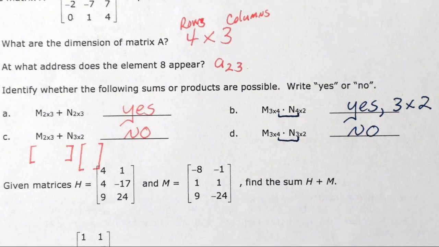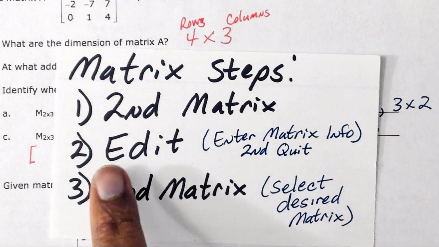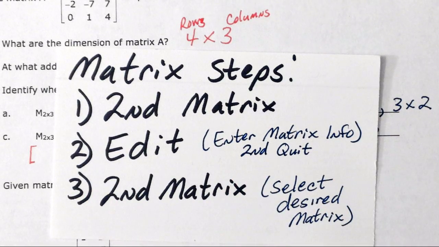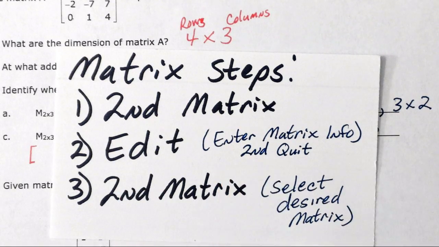So we need to go back over our steps for entering matrices. Here are our steps. Step 1, we're going to press second matrix. That's that x to the power of -1 button. We're going to edit our matrix, which means we're going to enter our dimensions and enter each item of the matrix. Then we will go to second matrix and select the matrix we want when we want to do our operations.